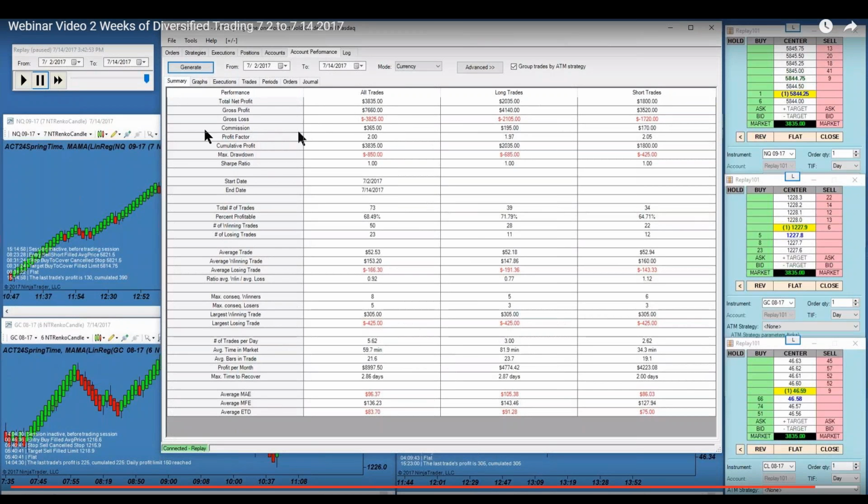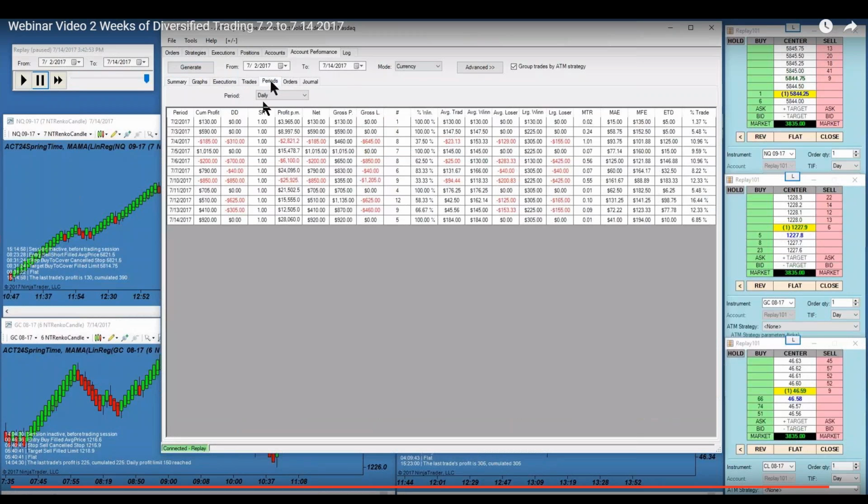Okay. Commission now is 365 for the 2 weeks. Profit factor is 2.0, which is considered to be really good. Maximum drawdown is 850. We were 700 the first week. This one combined is 850. The 2nd through the 14th, you see it there. You see 2 different weeks, a holiday week and a regular week. We had 73 total trades at 68.49%. So for all practical purposes, you couldn't ask for more on any system.